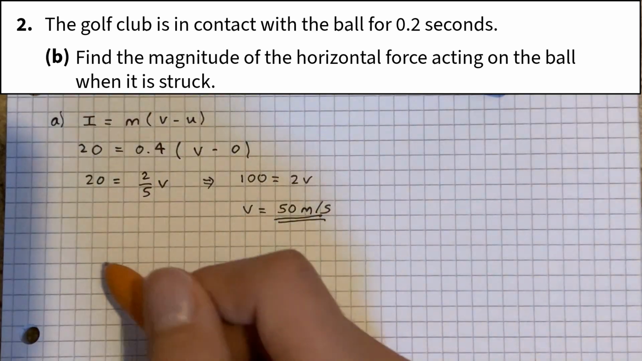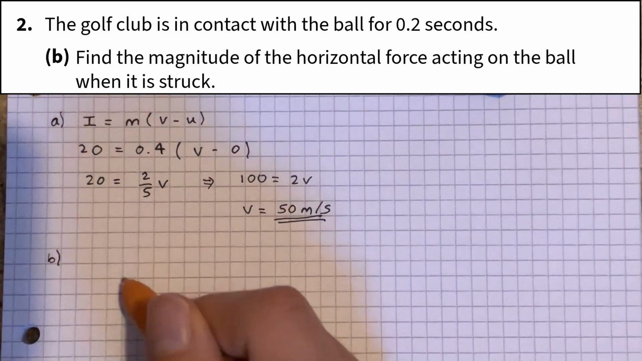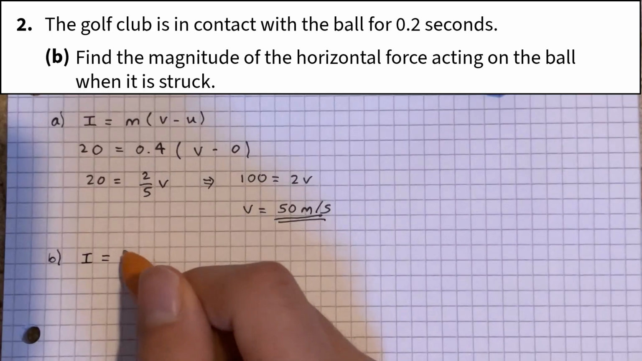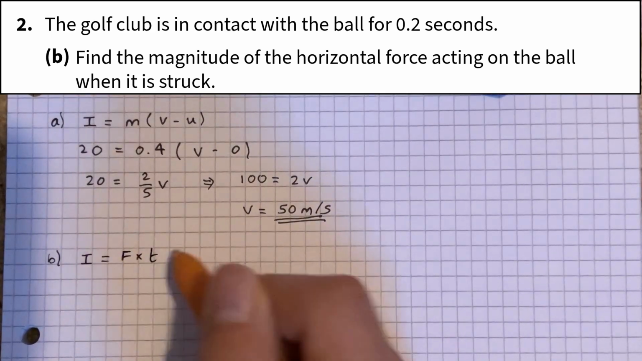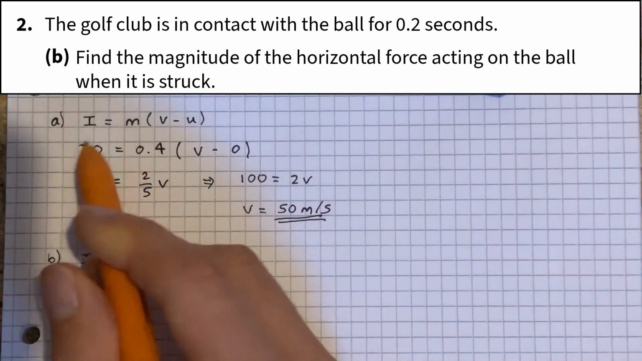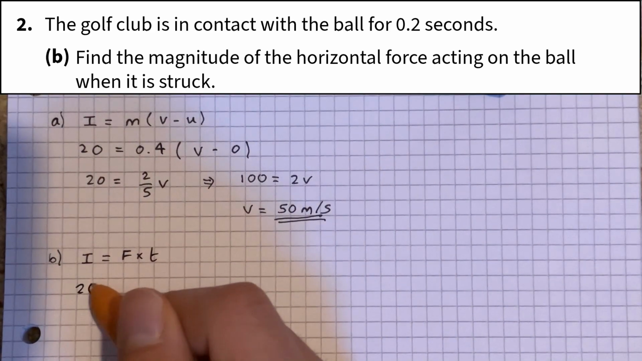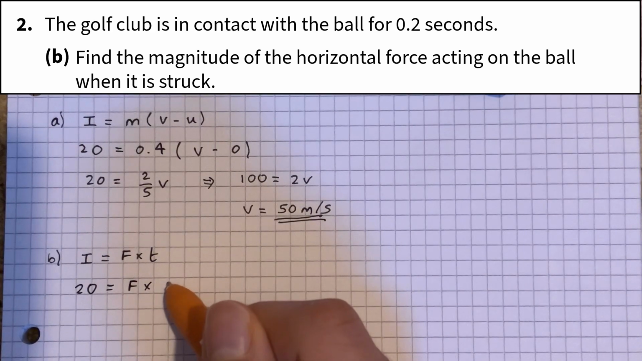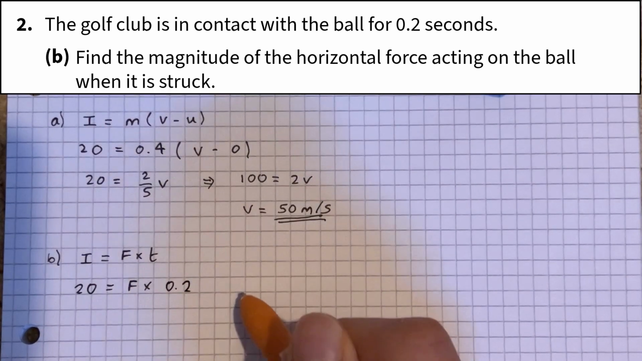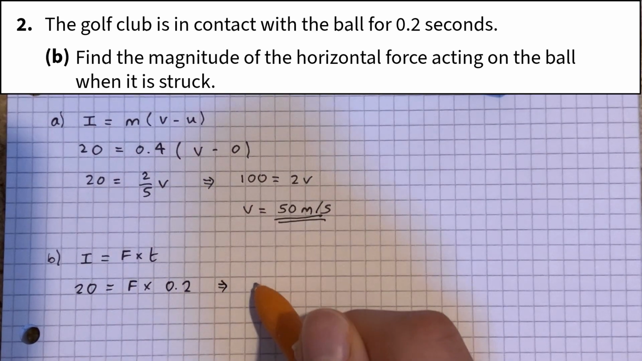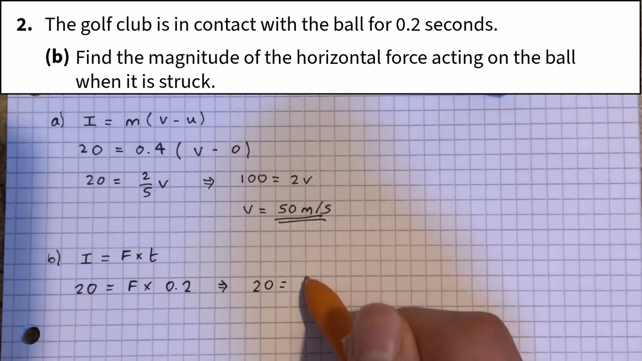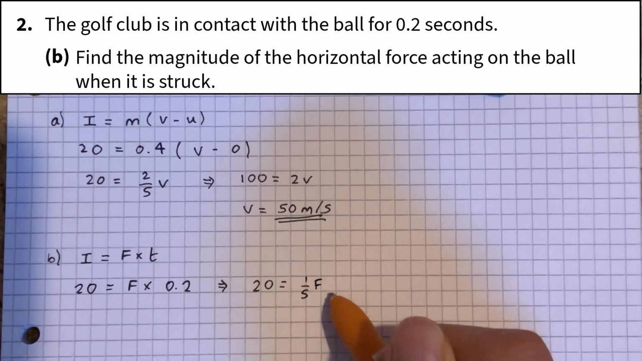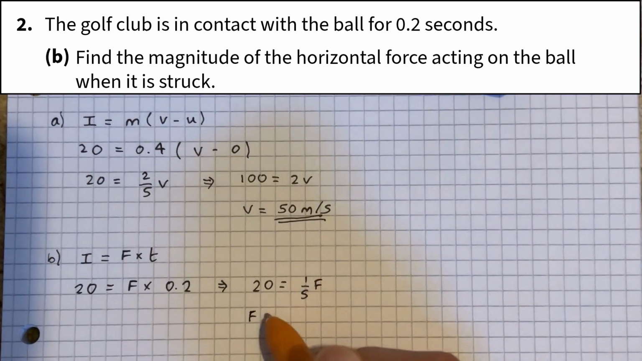Now for part B, if the golf club is in contact with the ball for 0.2 seconds, we need to find the magnitude of the force acting on the ball when it is struck. We need to use our other formula for impulse here, F times t. So F is what we're looking for, and we know t is 0.2. I is still 20 from part A. This means that F over 5 is equal to 20, and therefore just one more line. The force is 100 newtons in total.